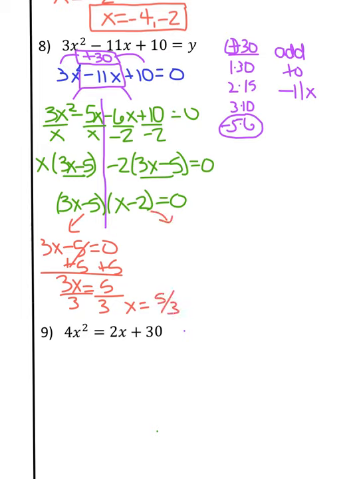And then we're going to do the same thing with the x minus 2. So I have x minus 2 equals 0. Add 2 to both sides. X equals 2. So my answer is 5 over 3, comma 2.